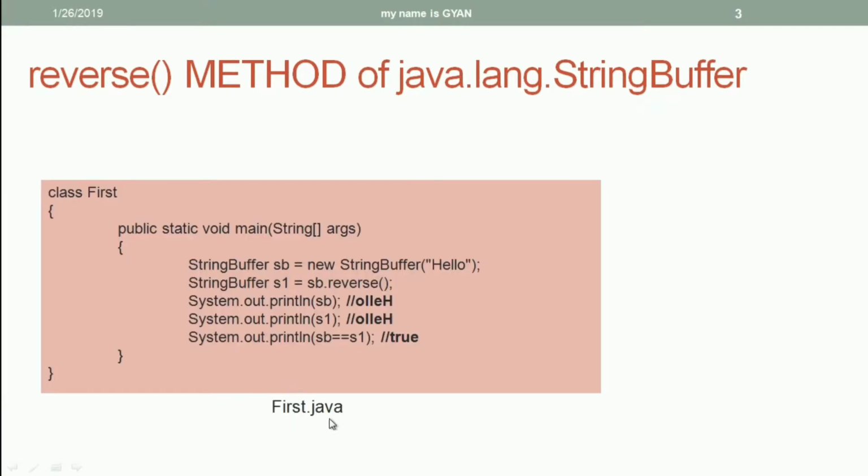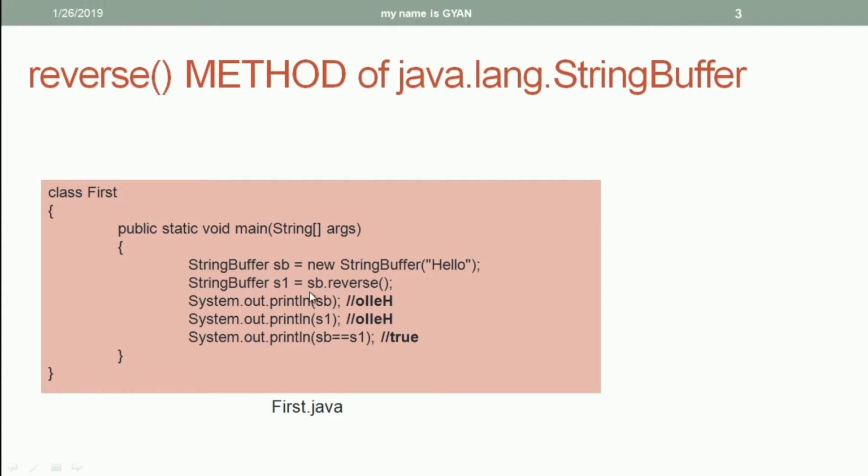So here in the Java file First.java we have the class First. In the class First we have the method main. In the method main we are creating a new StringBuffer object with the content hello. Then we are calling the method reverse by using the reference variable sb. That's how the content of the caller StringBuffer object will be reversed, and the reference to the caller StringBuffer object itself will be returned by the method reverse.